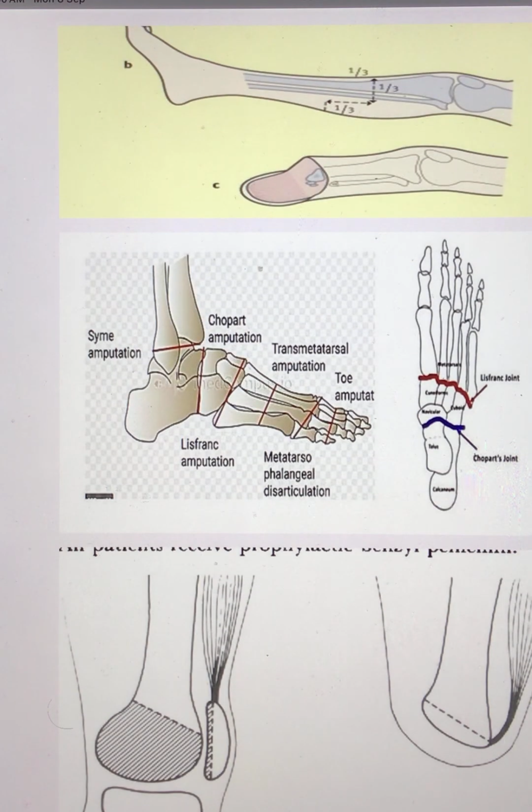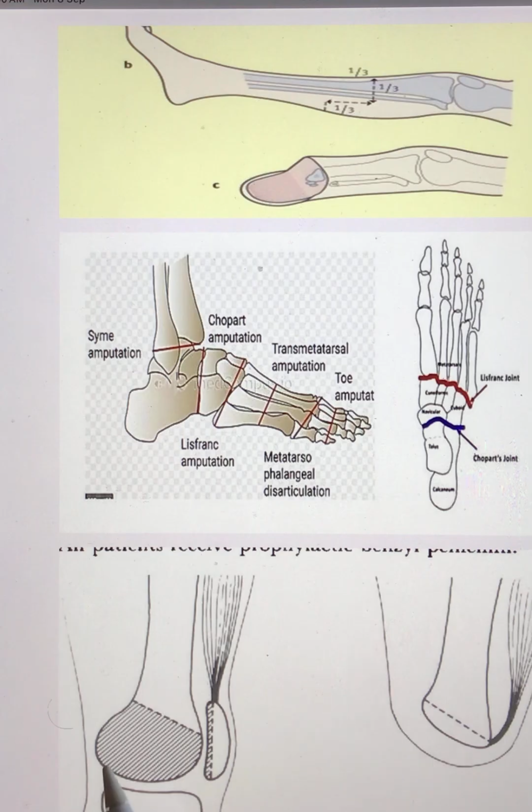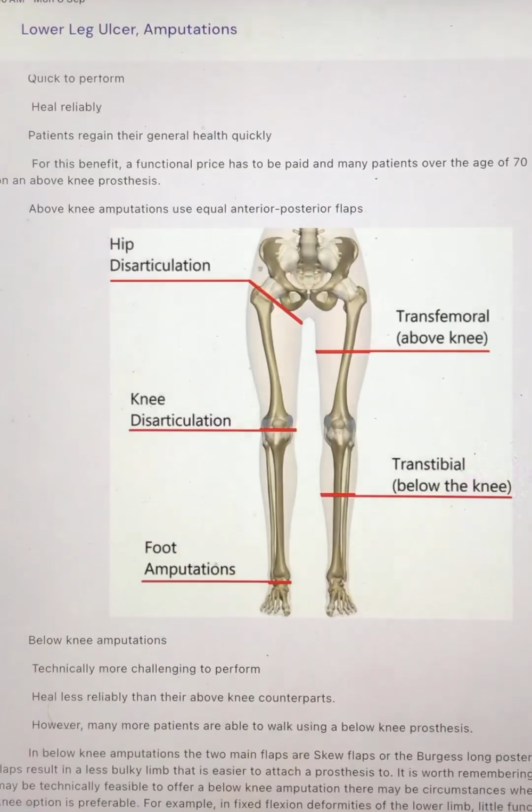Showing the line of cut in the femur. So this is Gritti-Stokes. The patella is used and the femur is cut like this. The patella is not removed in Gritti-Stokes.